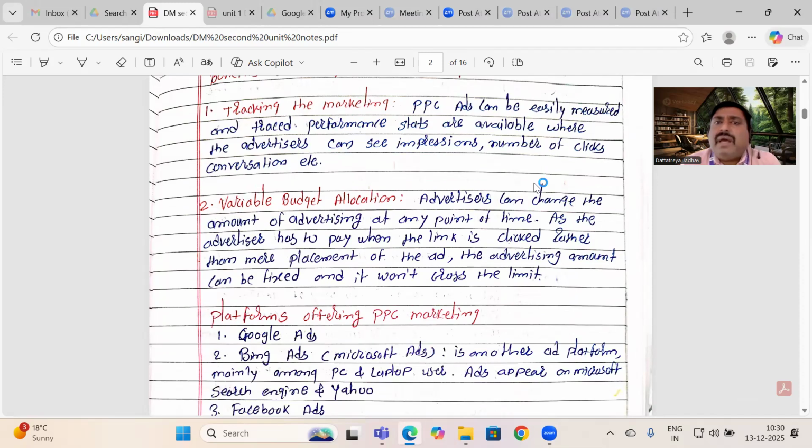Tracking and marketing is one of the important parameters to consider. Pay per click ads can be easily measured, and tracking of performance status is available, where the advertiser can see impressions, number of clicks, and conversions. We can easily measure that. Then variable budget allocation: because we do not know what type of customer will come and what response we will get, we cannot predict it beforehand. So the budget should be variable. The advertising outcome can be changed at any point of time, depending upon the customer's need and response.